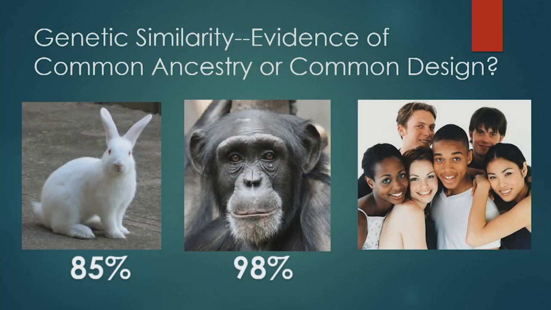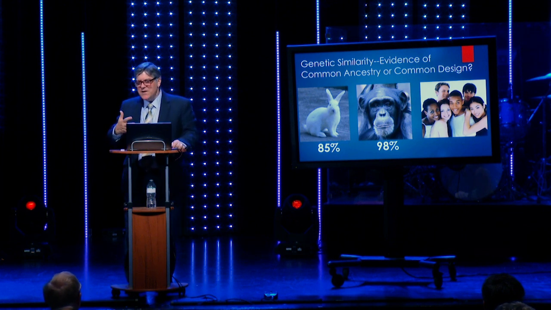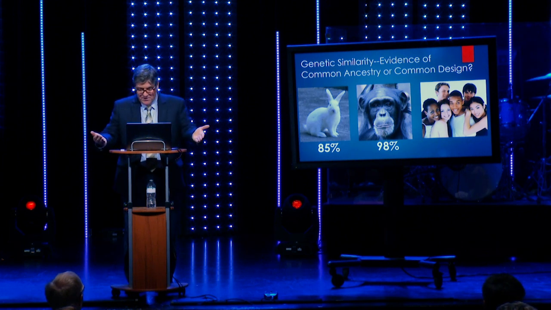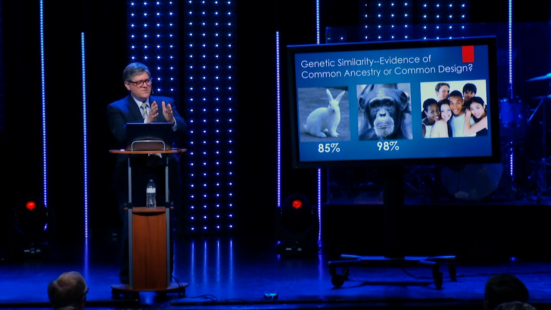Now, the evolutionists will point to genetic similarity as proof. So they'll say that the DNA of a rabbit is 85% the same as a man. But then the DNA of an ape or a monkey is 98% the same. And so they look at this trajectory and they say, gee, that must be proof of evolution. But you see, I see it as the complete opposite. I would expect that the DNA of a primate would be similar to a man because we're so similar in nature.